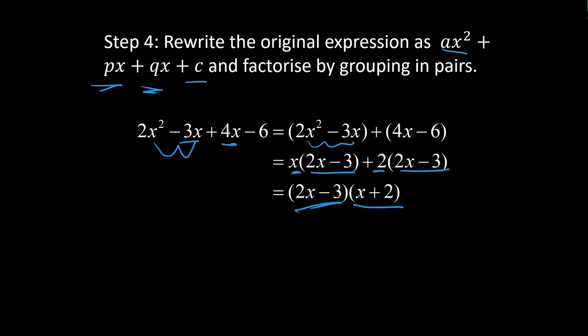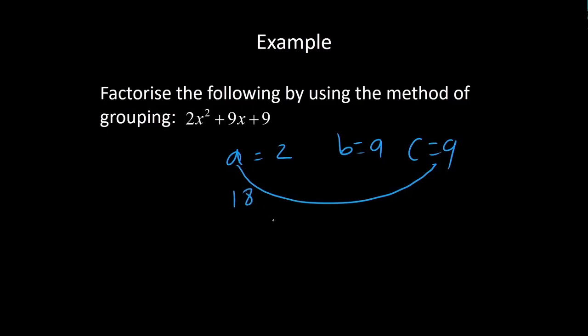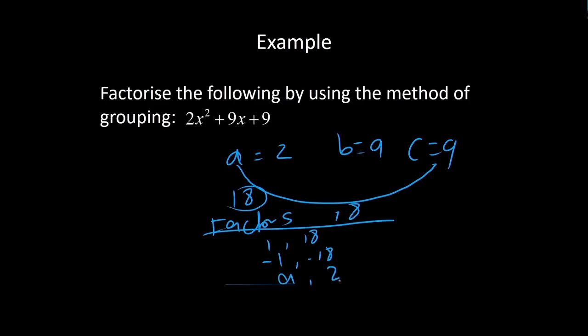I want to quickly show you one more example of how to do this, and then you can try this at home. So identify quickly, your A is 2, your B is 9, and your C is 9. You then multiply A by C, so you get 18, and you will then go through and list all the factors of 18. Okay? All right, so you will go through 1 and 18, and remember, because we're looking at positive 18, we could get negative 1 times negative 18 as well. We can get 9 times 2, and we can get negative 2 times negative 9.